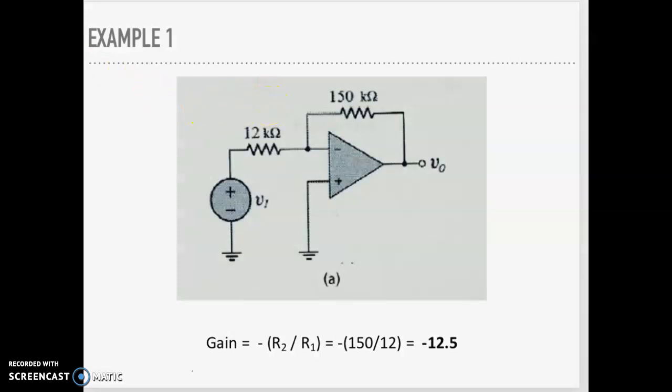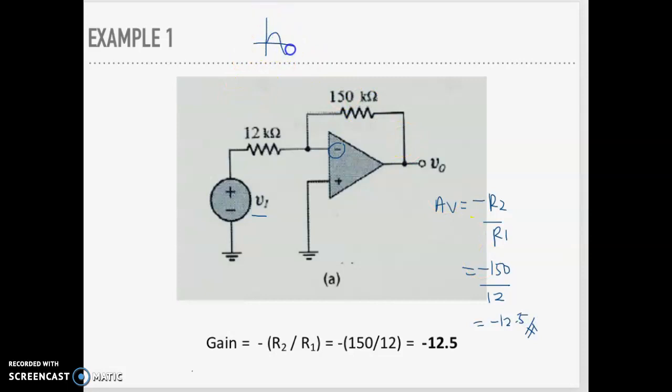First you need to identify whether this is inverting or non-inverting. You check the input: V1 is connecting to the inverting input, so this is an inverting amplifier. So you can just use the formula. The gain is equal to minus R2 over R1, which means minus 150 divided by 12, and then you get minus 12.5. Does gain have a unit? No.